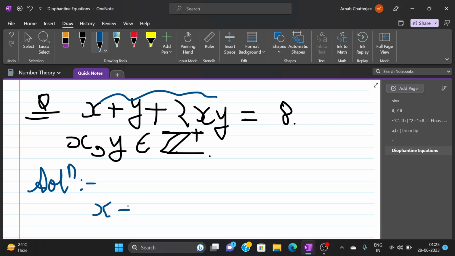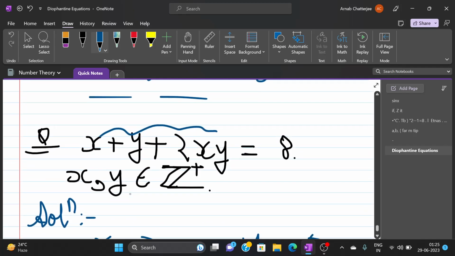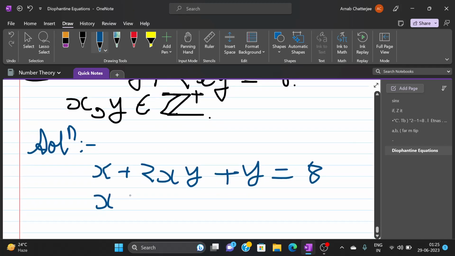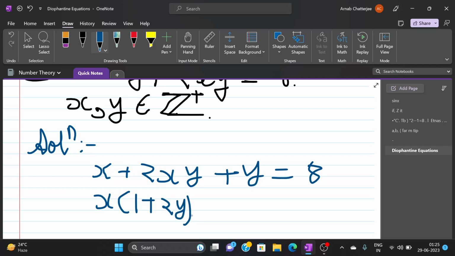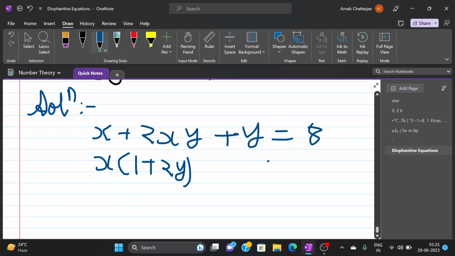we bring x and 2xy together and we will leave y here. Take an x common from here. So this will become 1 plus 2y. So we have a 1 plus 2y here, and to factorize I will need another 1 plus 2y. So simply put 1 plus 2y here.